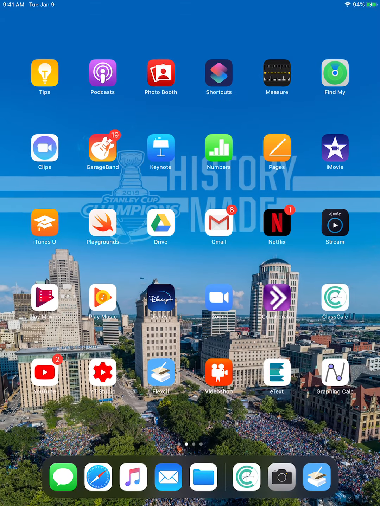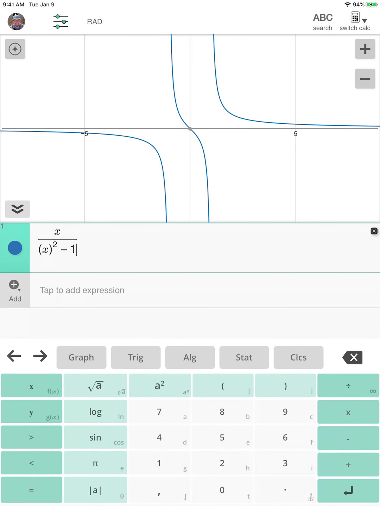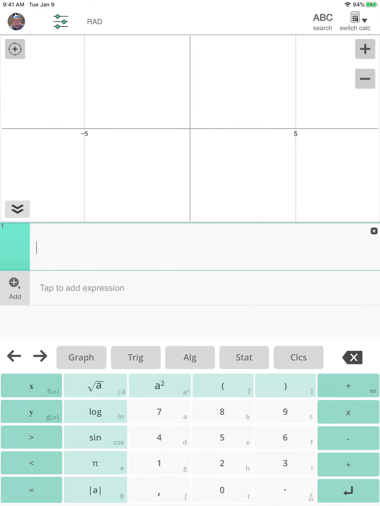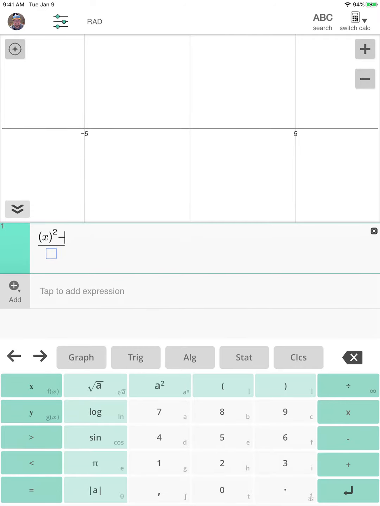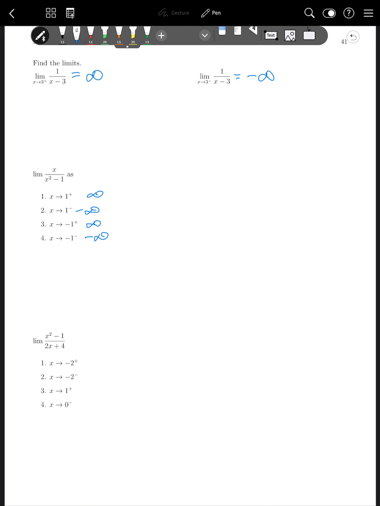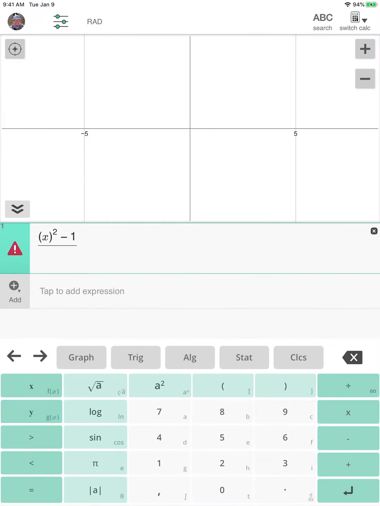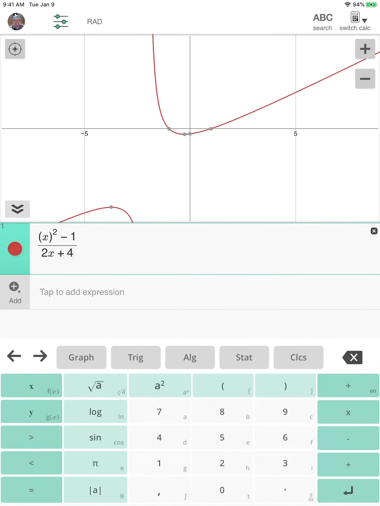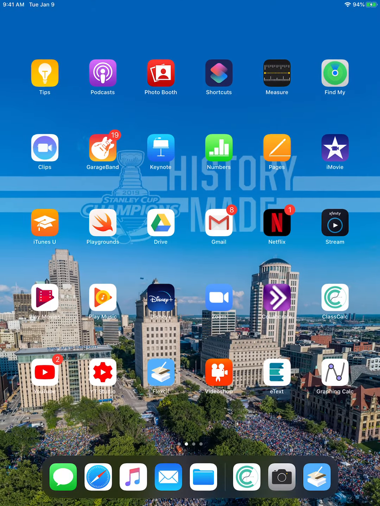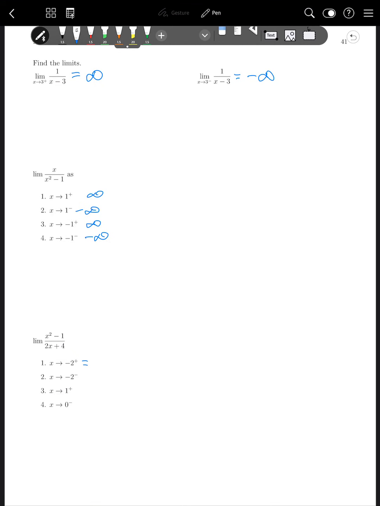And then this last one. Let's just try that. So x squared minus 1 over 2x plus 4. Okay, and so at negative 2, you'll notice that on the right-hand side it goes up, and on the left-hand side it goes down forever. So this one is positive infinity, and this one is negative infinity.